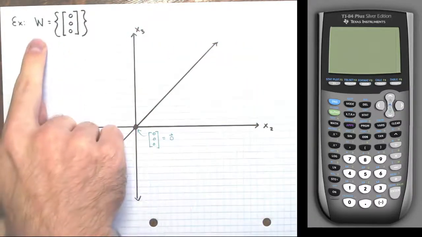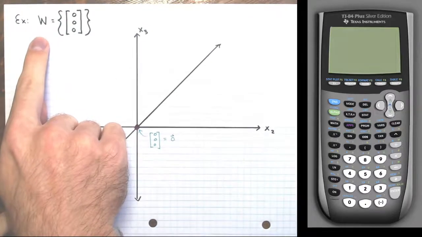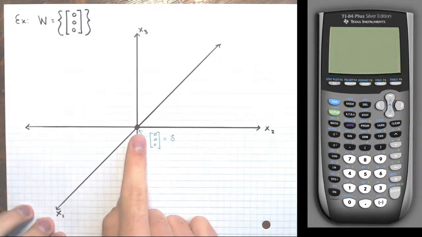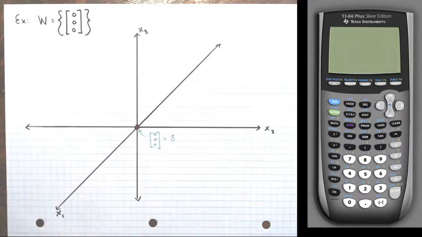Now this subset of R3 with just the 0 vector, 0, 0, 0, again, is just a single point. Just that point there, the origin, 0, 0, 0, where all 3 axes meet. And that is a subspace of R3. It satisfies all 3 properties. It's non-empty, closed under addition, closed under scalar multiplication.